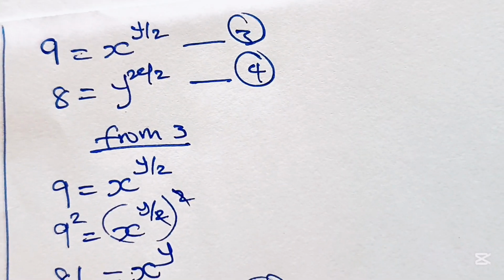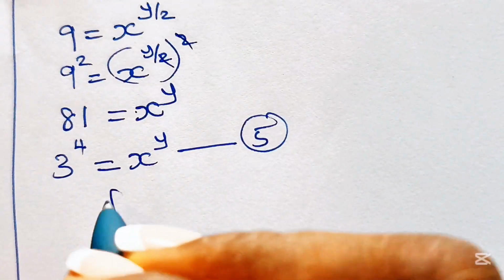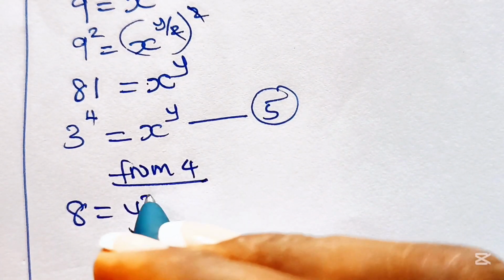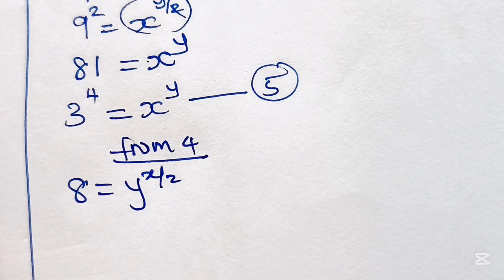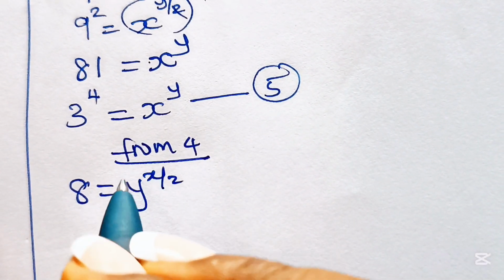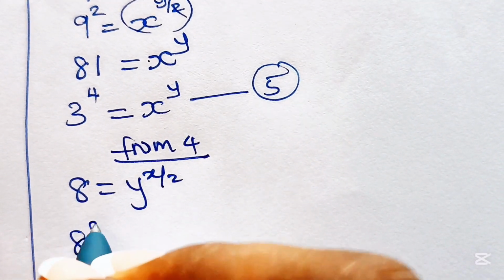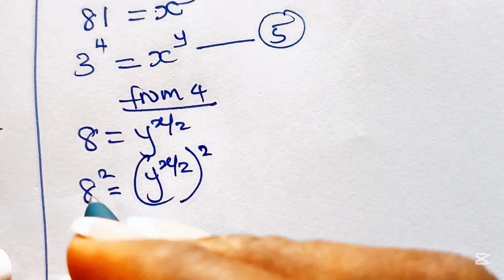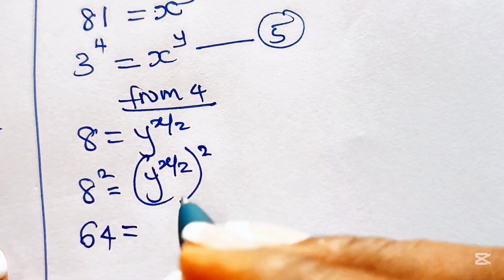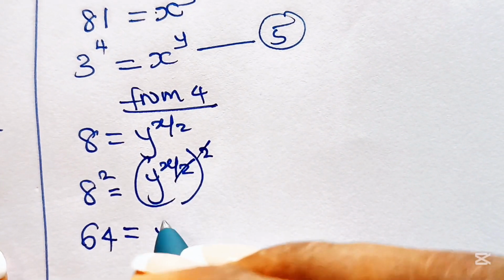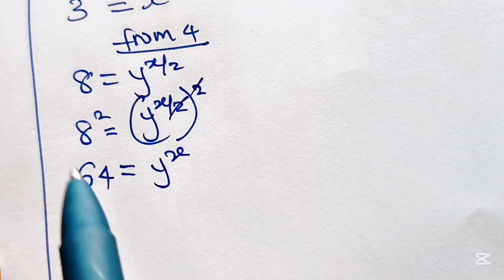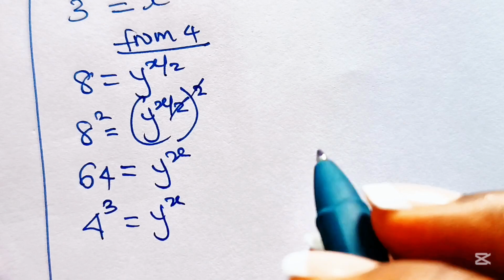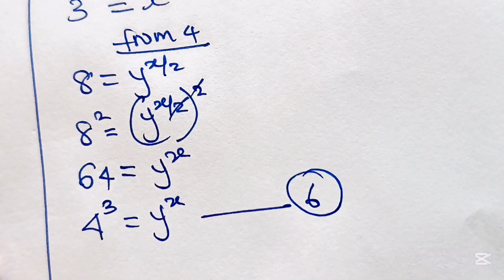Now from equation 4, we have that 8 is equal to y to the power of x over 2, right? So let's square both sides of this equation. If we square both sides, we have 8 squared is equal to y to the power of x over 2, squared. Now 8 squared is 64 is equal to this, we cancel this 2 to give us y to the power of x. Now 64 is the same thing as 4 to the power of 3 is equal to y to the power of x. Okay, now this is equation 6.